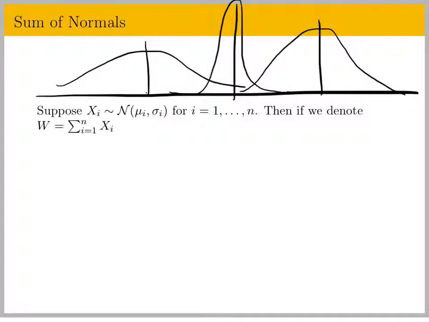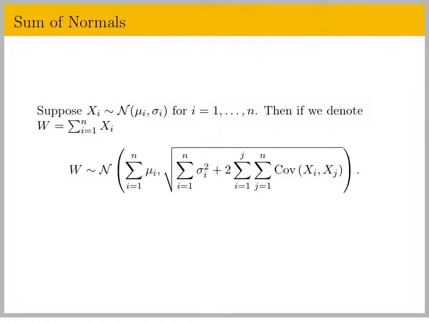Each random variable has its own mean and standard deviation. If we sum all of these random variables, forming a new random variable that we call w, well, that w is also normally distributed, and its mean is the sum of the means. As for its standard deviation, let's disregard this radical sign for a moment. The variance of a sum of random variables should be the sum of the variances plus 2 times all of the cross covariances. So the standard deviation then is just the square root of that.